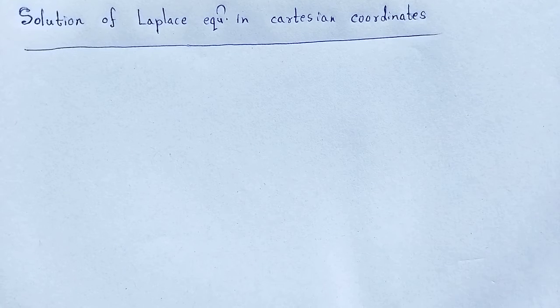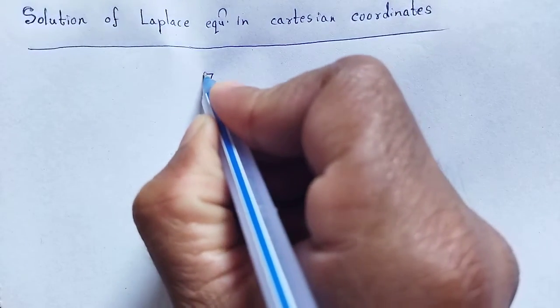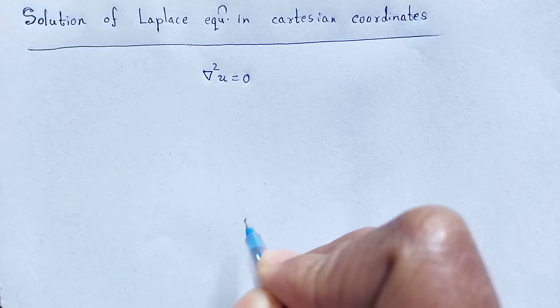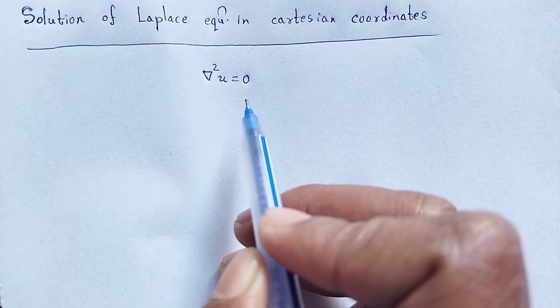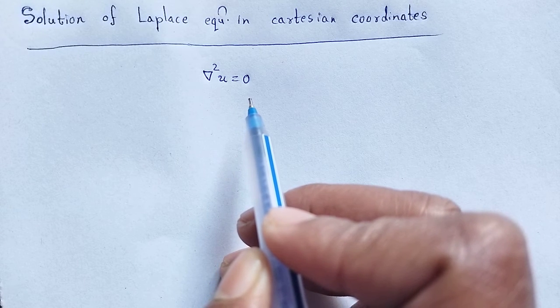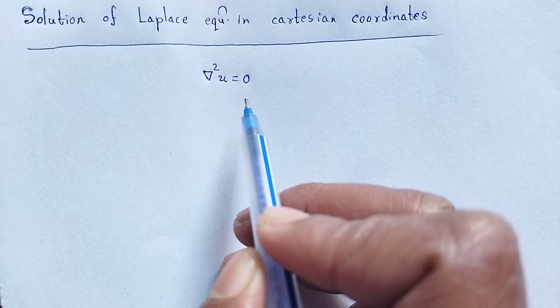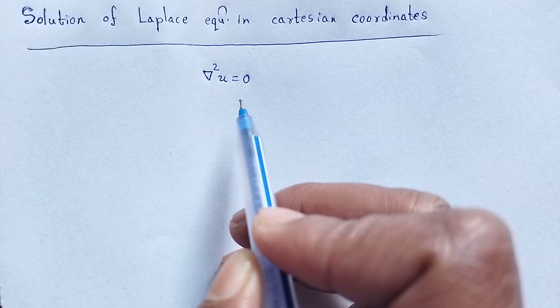The Laplace equation in Cartesian coordinates, that is grad square u is equal to 0, is known as the Laplace equation. It has a wide application in solving different engineering problems, and occurs in the study of electrostatics, heat flow, velocity potential in hydrodynamics problems, etc.